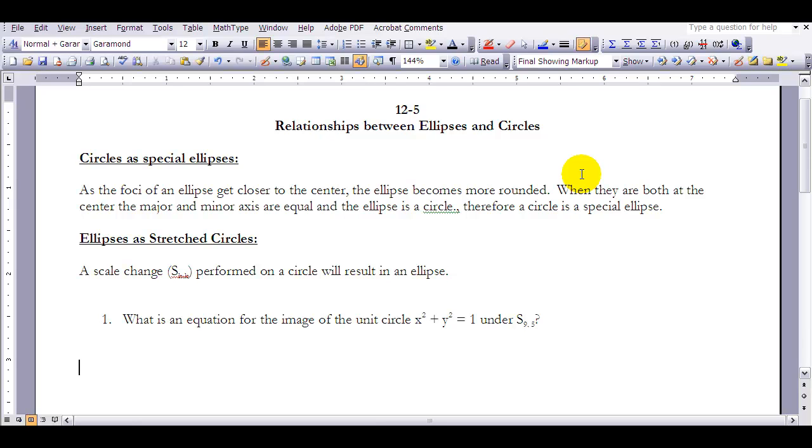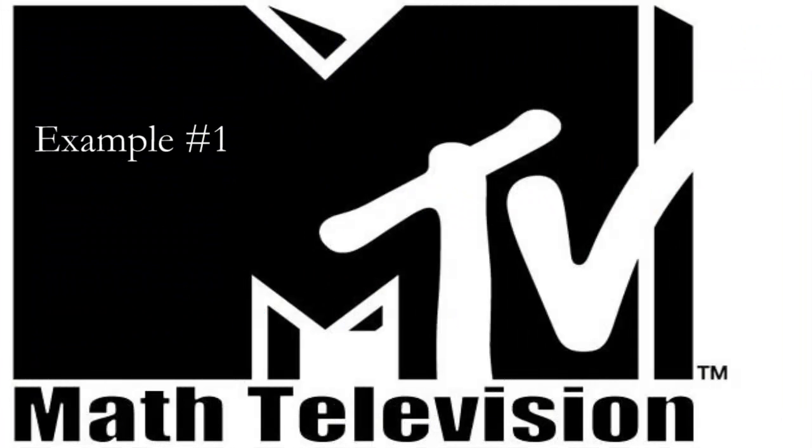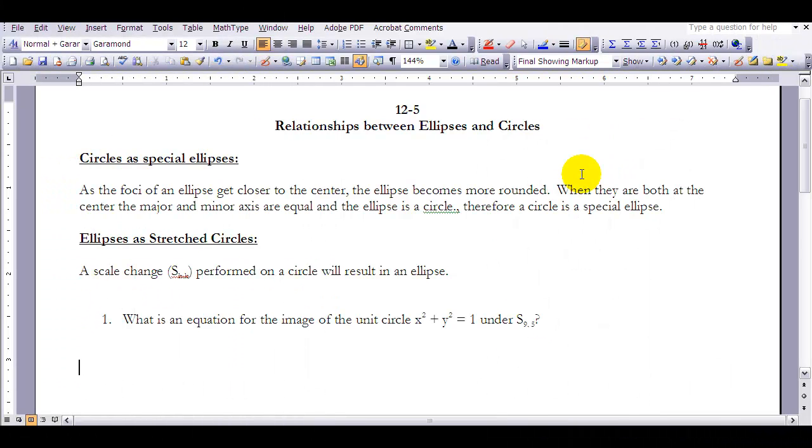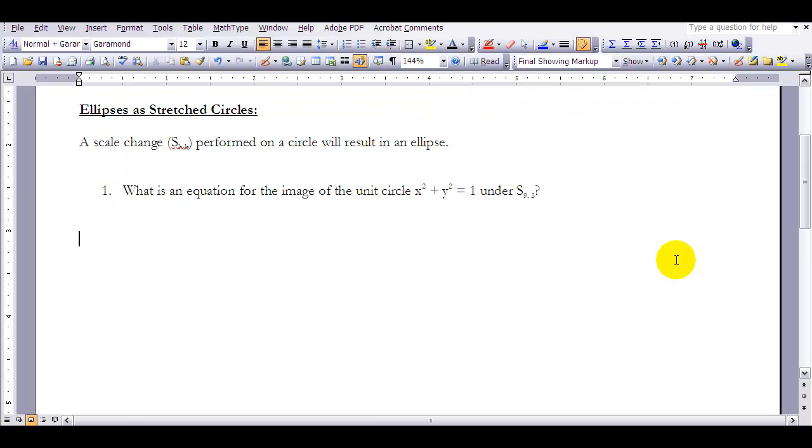Okay? If a scale change of h, k is performed on a circle, it will result in an ellipse. And let's take a look at this problem. It says, what is an equation for the image of the unit circle, which is x squared plus y squared equals 1, under a scale change of 9, 5? So in other words, I'm going to take the unit circle and stretch it 9 times as big horizontally and 5 times as big vertically. Okay? Well, let's go through what's going to happen if we do that.